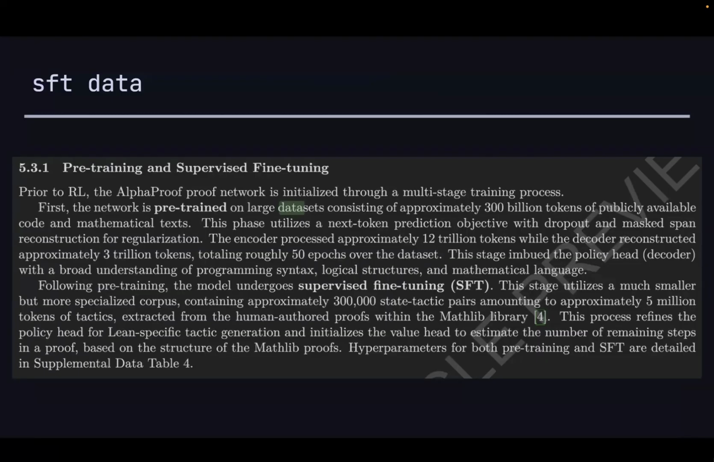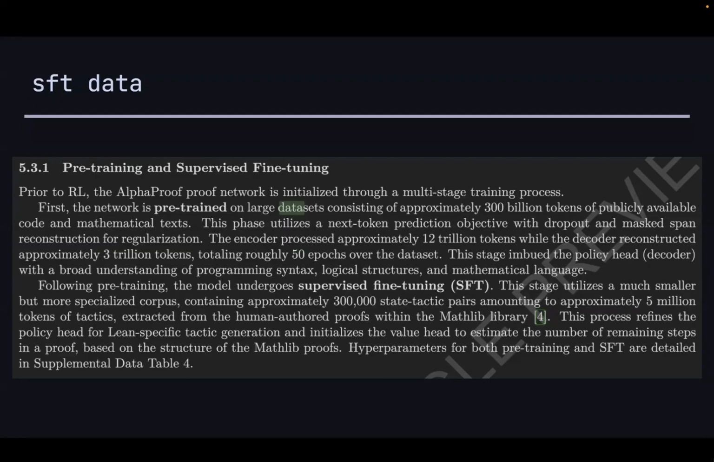They also use a large pre-trained data set, unclarified where it's actually from, but they say it's publicly available code and mathematical texts. They do next token prediction, so it's kind of a GPT. And then the encoder processed 1.12 trillion tokens, while the decoder reconstructed 3 trillion, so roughly 50 epochs. And then they also do SFT.